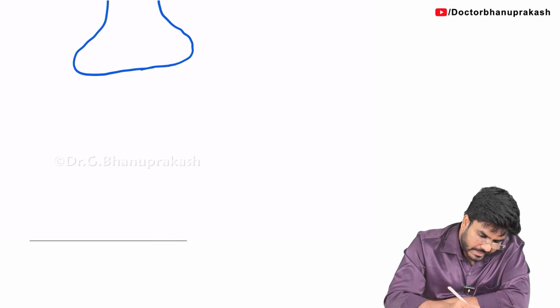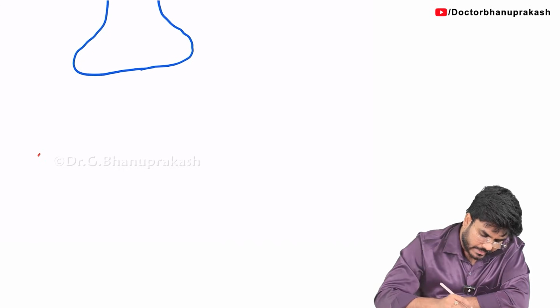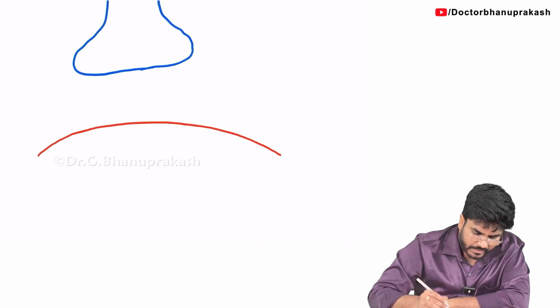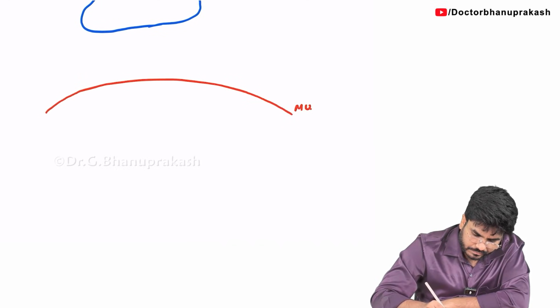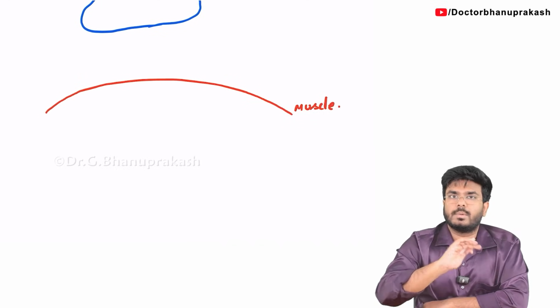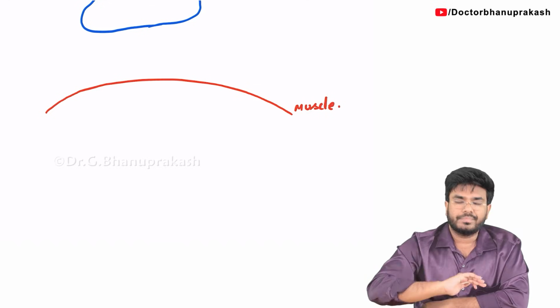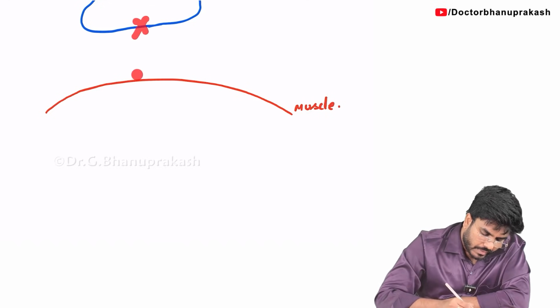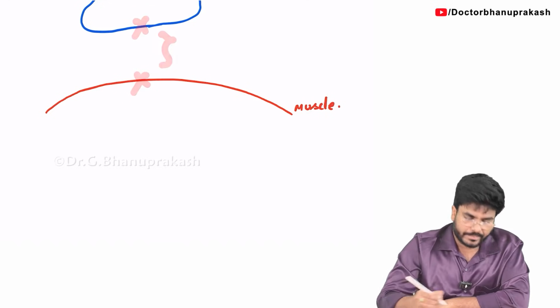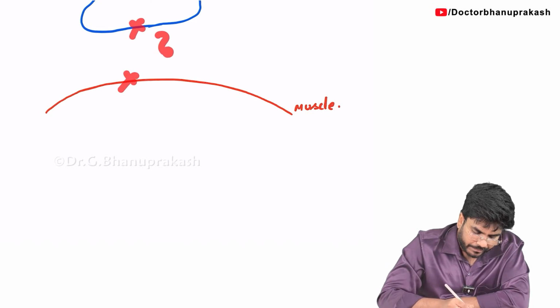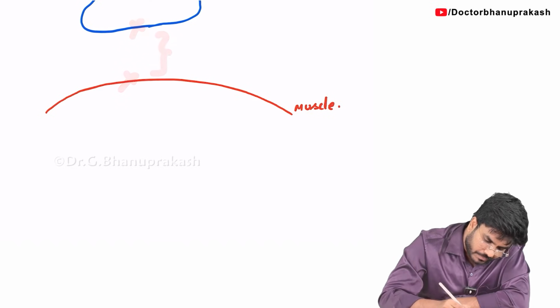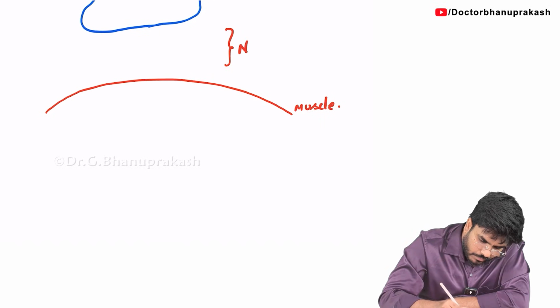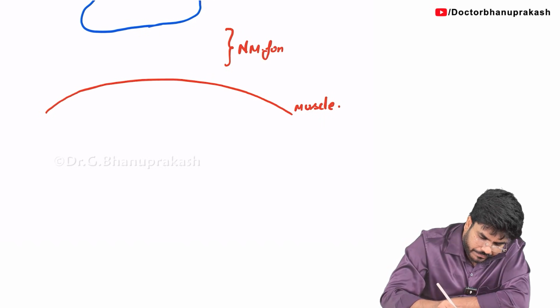Now, this area which I am highlighting in red color, what is this area? This is the muscle cell membrane, the sarcolemma. So, can I call this area the neuromuscular junction? This area which I am highlighting is called a neuromuscular junction.